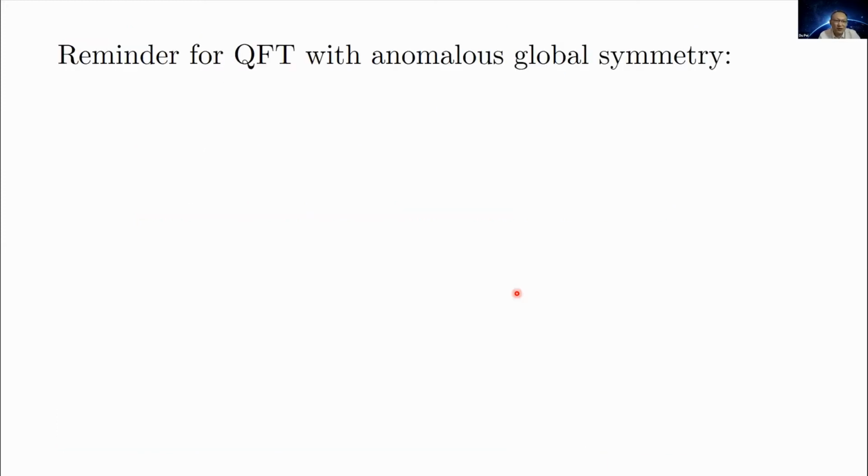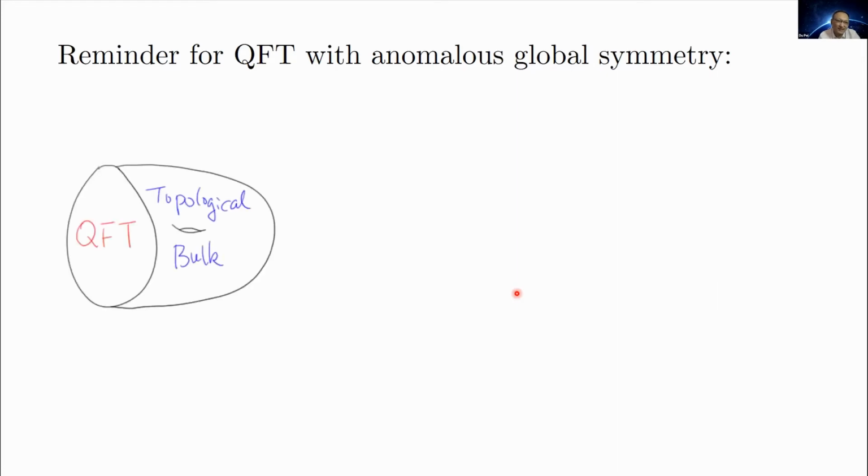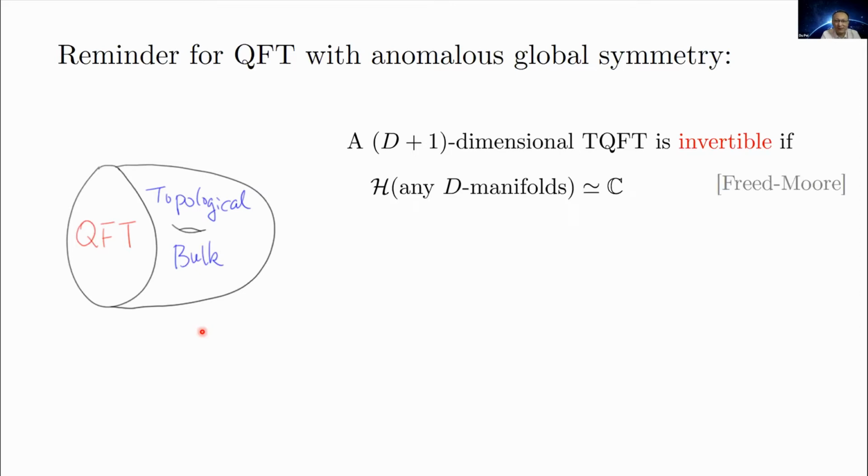So let me first give you a quick reminder of quantum field theory with anomaly. If a quantum field theory has global symmetries, and they have anomaly, the quantum field theory can still be consistent, but it should be more naturally viewed as living on the boundary of a topological theory which lives in 1 dimension higher. For the usual anomaly that we're most familiar with, the topological theory in the bulk is invertible, meaning that its Hilbert space on any d-dimensional manifold is 1-dimensional.